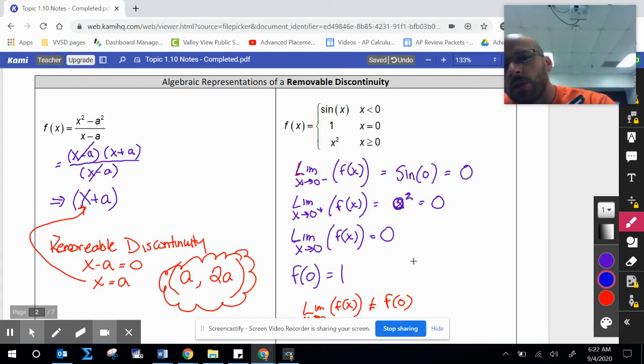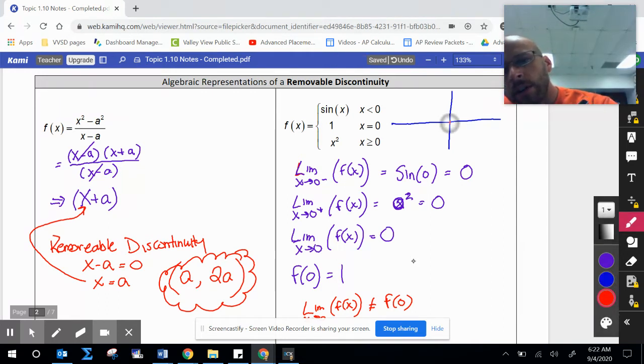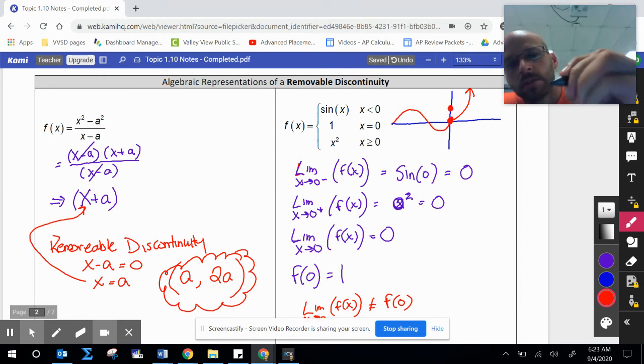Just to give you a visual of what's going on here, we can even draw a little graph. Sine of x less than 0 looks something like this. Again, not defined there. And then I have x squared greater than 0 is a quadratic piece. And then at 0, I'm going to be at a value of 1.